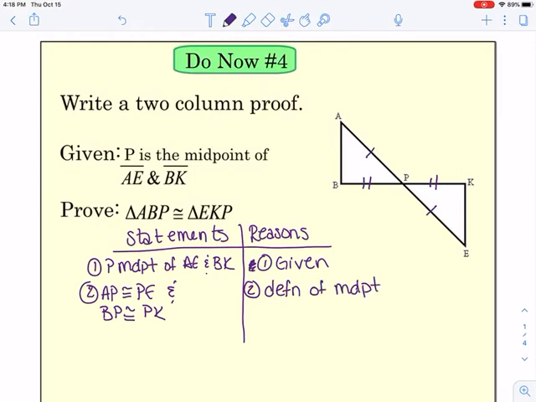Okay, that takes care of all my givens, so I have to come up with something else in order to prove the 2 triangles congruent. And in this case, this angle is going to be congruent to that angle. And the reason that those 2 angles are congruent is because vertical angles are congruent. So angle APB is congruent to angle KPE, and that's because vertical angles are congruent.